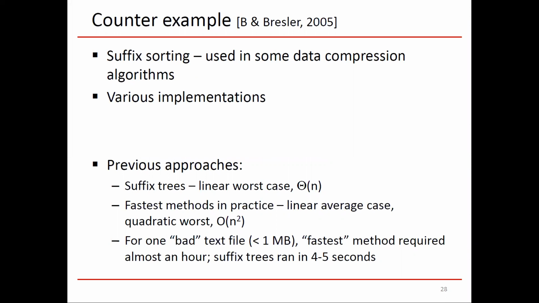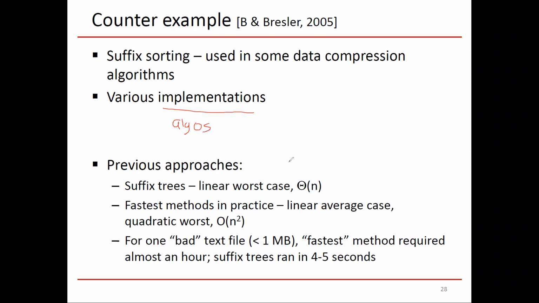And if you don't have drastically different complexity, this requires some care. So here's something that I worked on around 2005. Suffix sorting is used in some data compression algorithms, and there are different algorithms to implement suffix sorting. So when I'm talking about different implementations, I don't mean different code, but different algorithms, okay? And these algorithms may have different computational complexities.